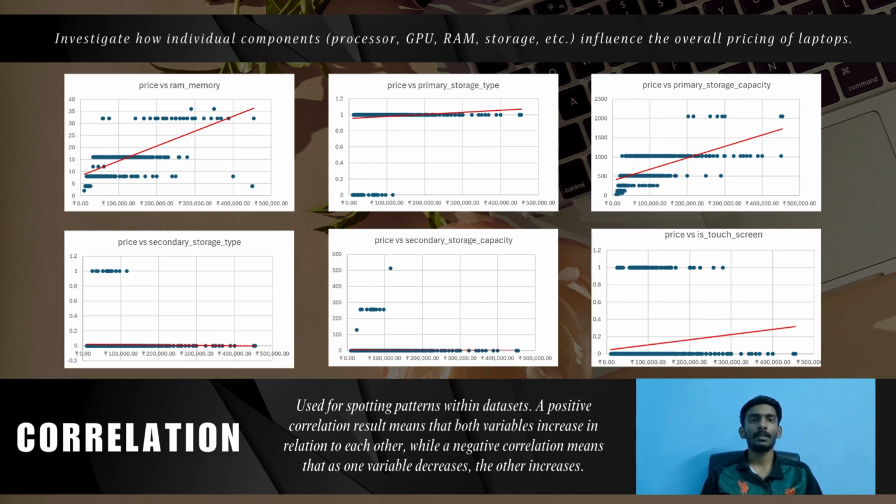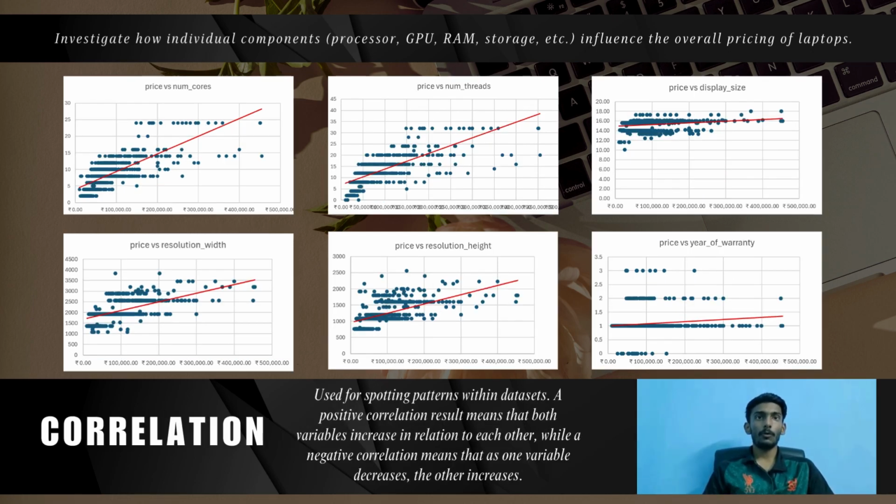lesser extent. Next, we'll be looking at the touchscreen. The presence of a touchscreen has a small positive correlation with the price of 0.121. This suggests that while touchscreens might increase the price, the effect is not as strong as other components like the processor or RAM. Furthermore, we'll be looking at the processor with number of cores and number of threads.